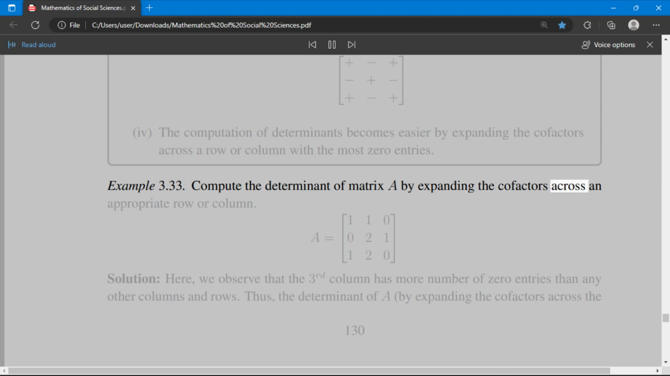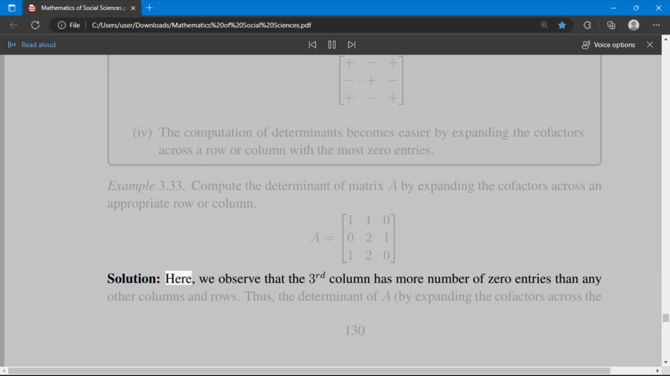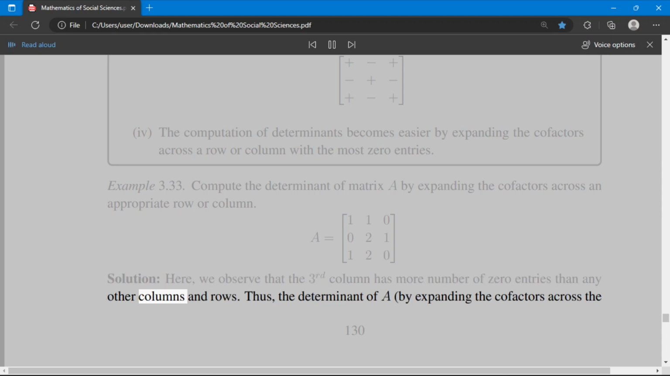Compute the determinant of matrix A by expanding the cofactors across an appropriate row or column. A equals [1 1 0; 0 2 1; 1 2 0]. Solution. Here, we observe that the 3rd column has more 0 entries than any other columns and rows.